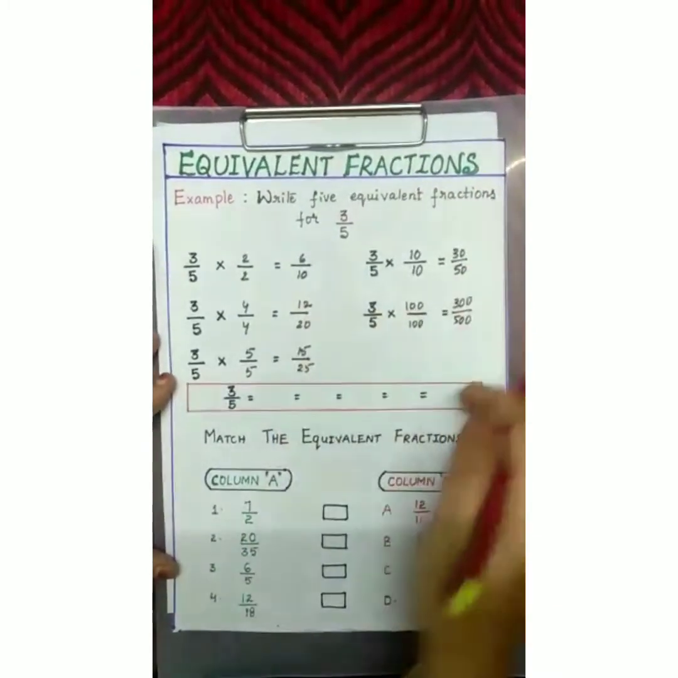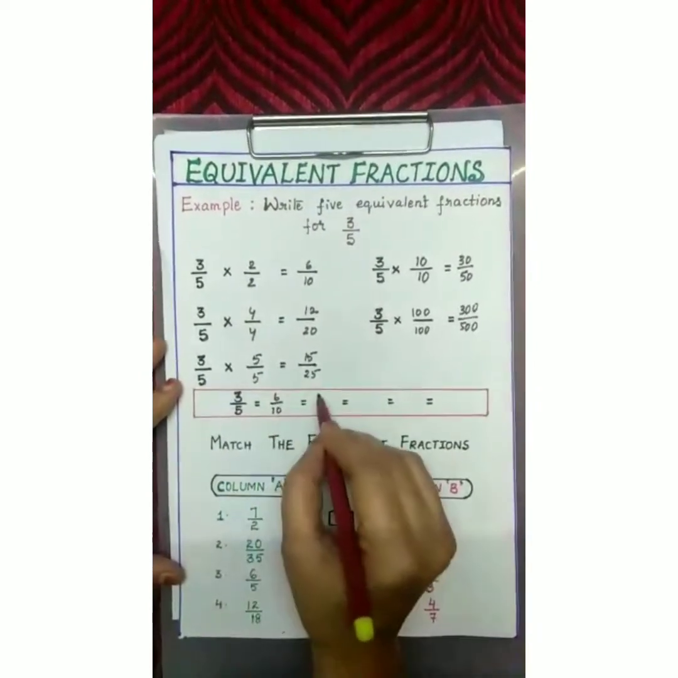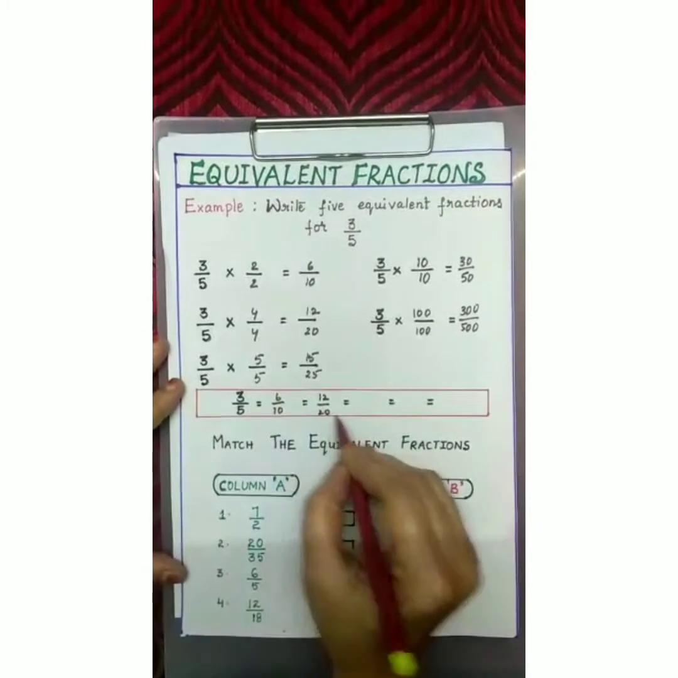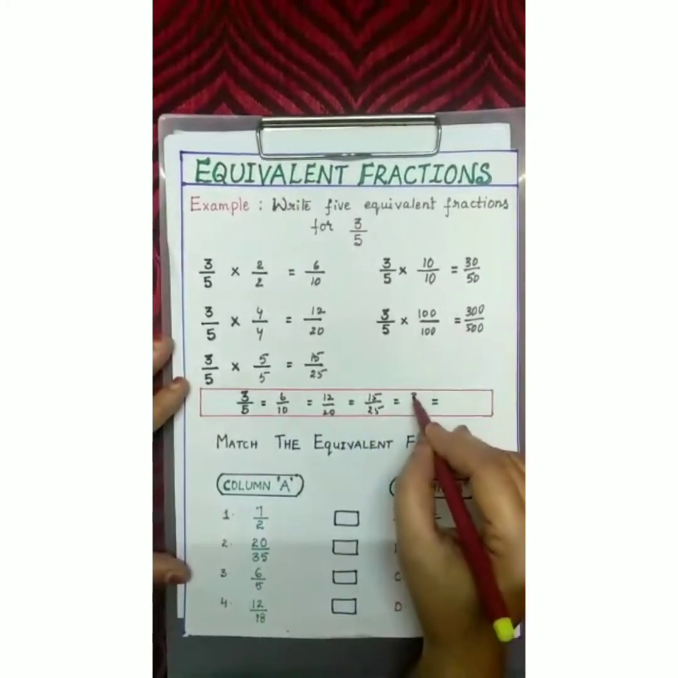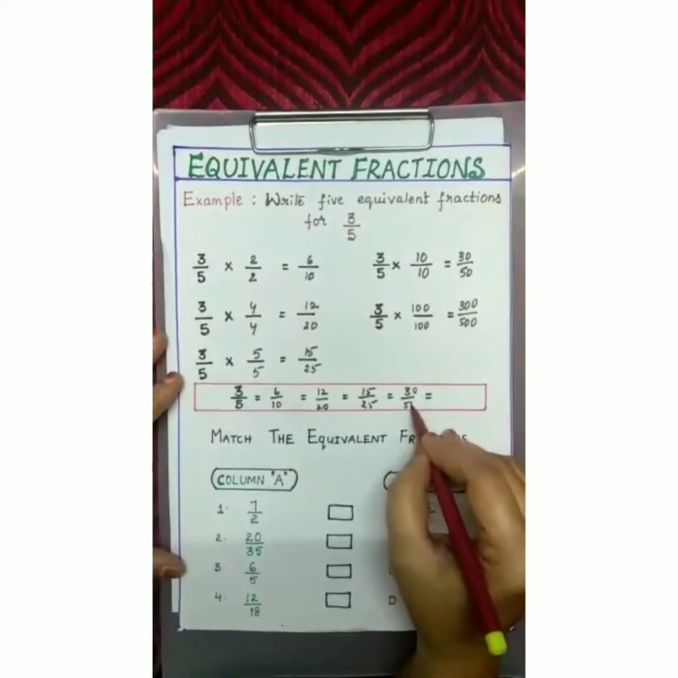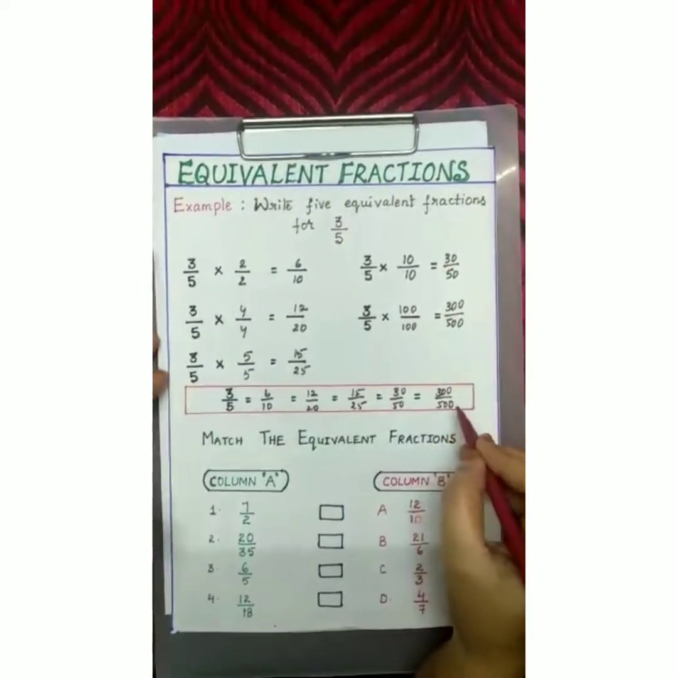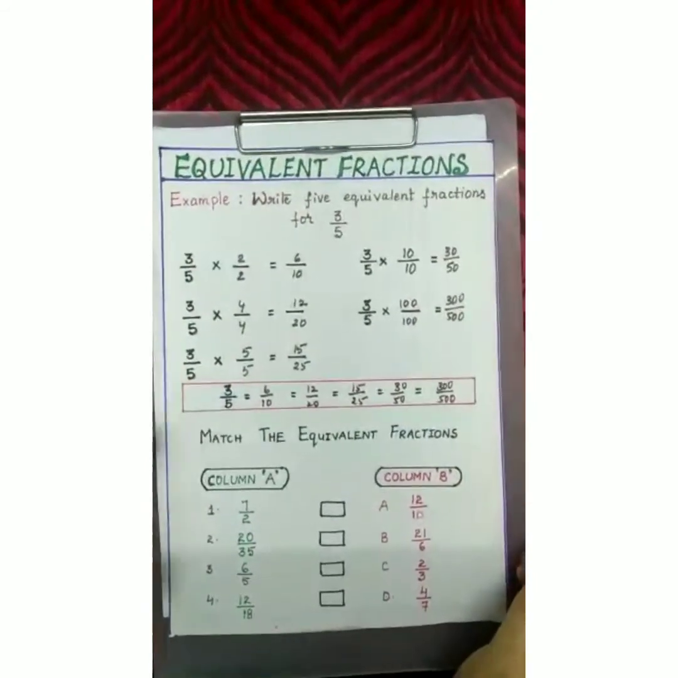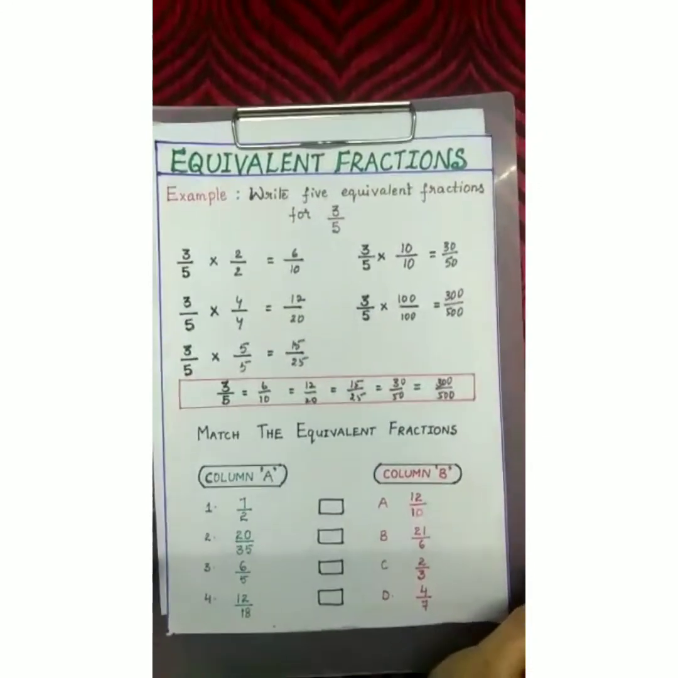So all these are equivalent fractions of 3/5. So that is 6/10, 12/20, 15/25, 30/50, 300/500. They asked only for 5 equivalent fractions, so only 5 fixed numbers we multiplied.